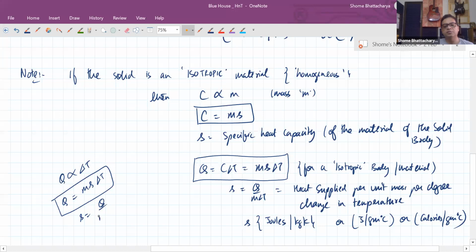It is heat supplied per unit mass per degree change in temperature. So that becomes the definition of specific heat capacity: if I have 1 unit of mass of that material and I want to increase its temperature by 1 degree C, I have to supply exactly that much amount of heat. Or if I want to decrease it, I have to withdraw, that is absorb, that much amount of heat from it. So it's a very simple definition.